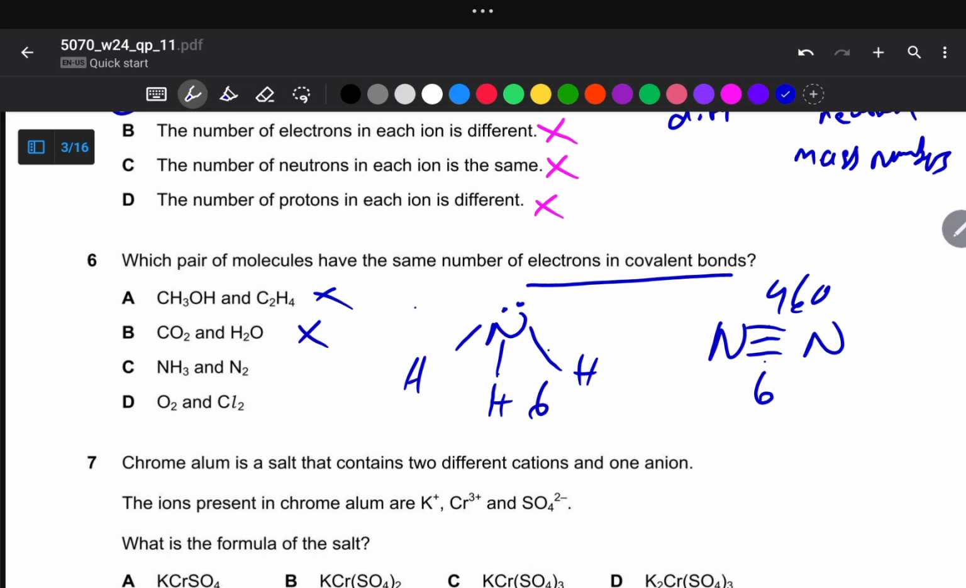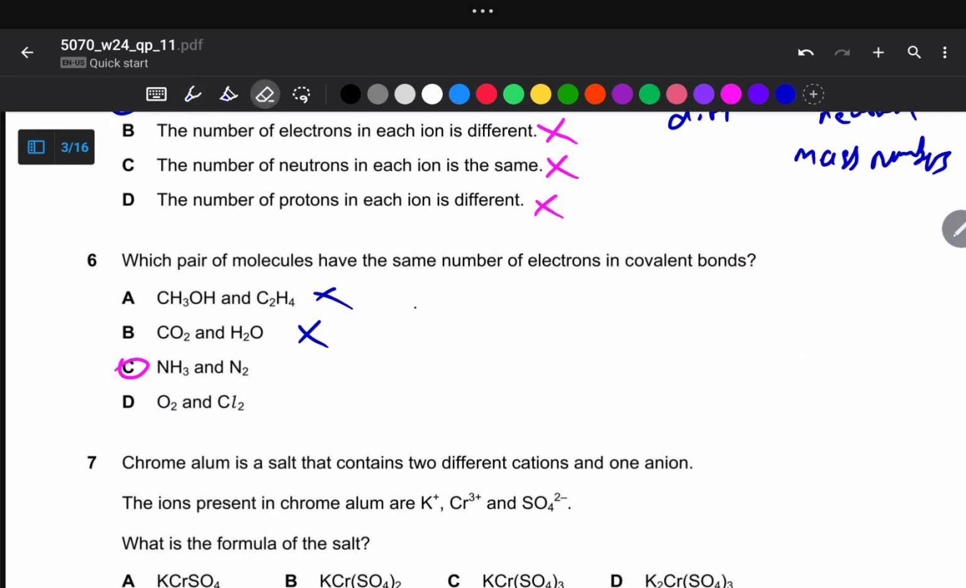Are we together? So this one is equal to this one. So option C becomes correct. So we now go on to the last option to confirm our answer. To calculate for the last option, it is oxygen double bond, and then we've got chlorine to chlorine single bond. So you need to know the bonding between these gases.